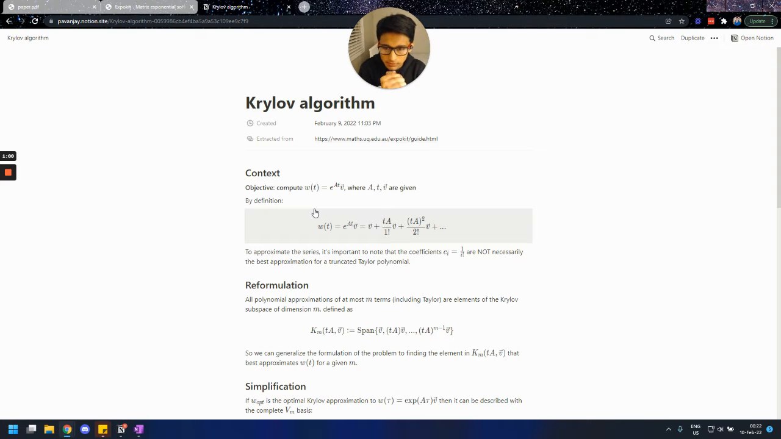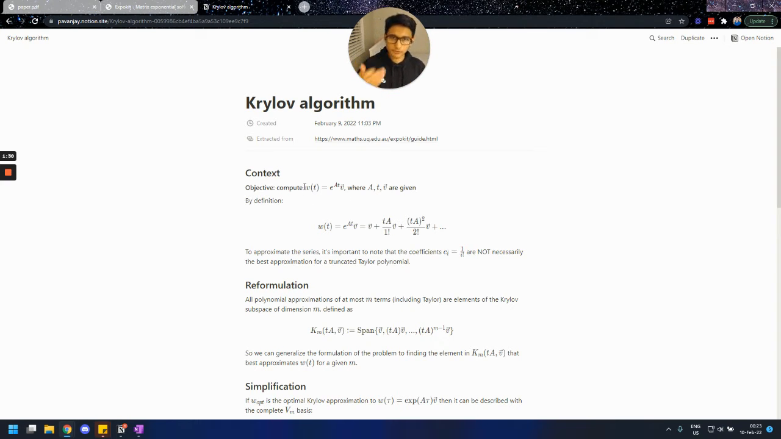So the objective is to compute W of t, where W of t is the exponential of At multiplied by some vector. So the key to Krylov's algorithm here is it's not just approximating e to the At, but it takes advantage of e to the At applied on the operand vector to then arrive at an approximation of the whole quantity W of t.